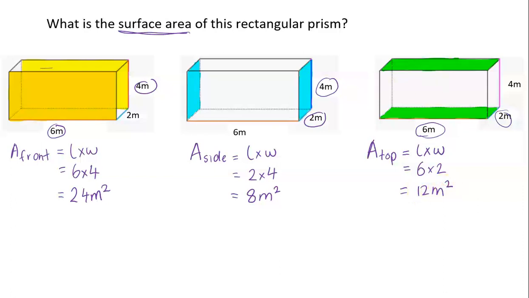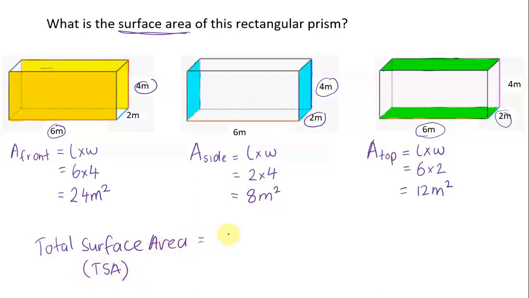We found the area of all of the different faces, but we're looking for the total surface area. So the way we calculate that is total surface area, or we're going to abbreviate this from now on to TSA for total surface area. Just saves you a little bit of time when you're writing, and you're welcome to do that.